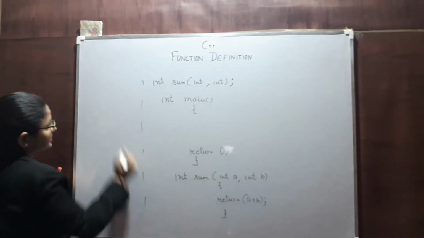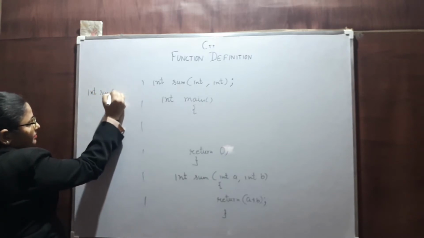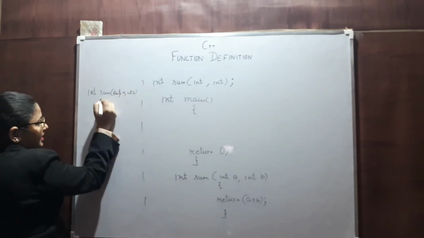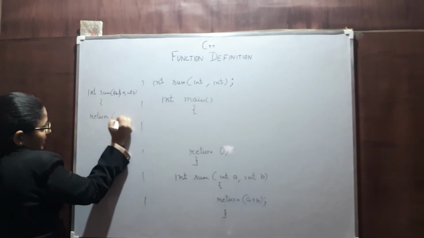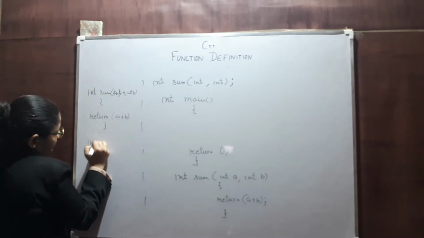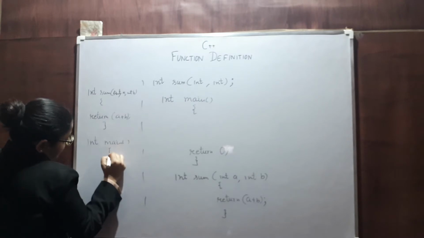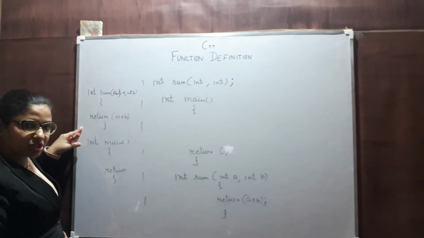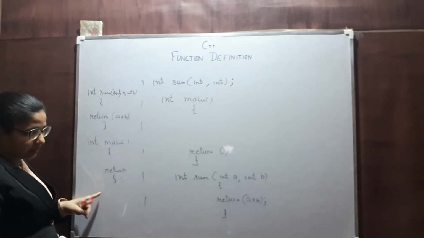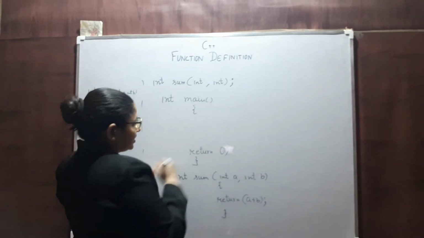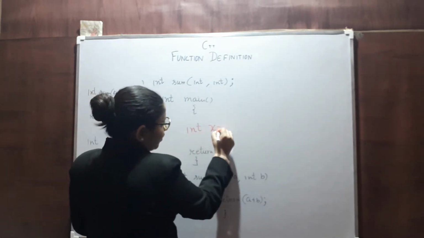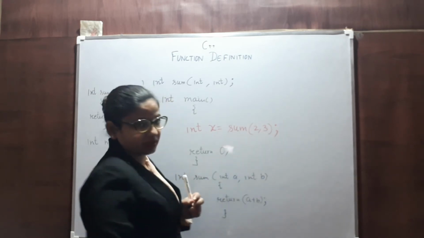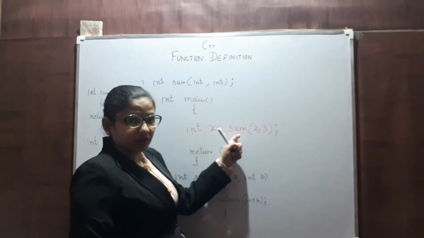Or you can have like this, int sum(int a, int b), return a plus b semicolon, and in main, int main, then return 0. So you can give whole definition of sum function and then main. Fine. Inside main, int x equals sum(2, 3) and a semicolon. So this is your function calling.